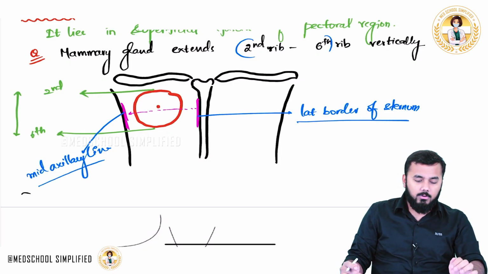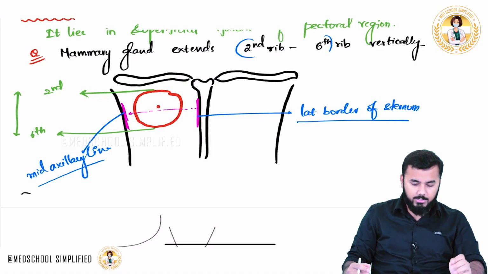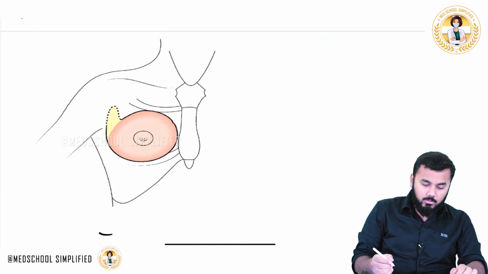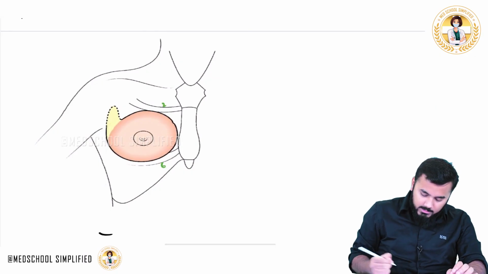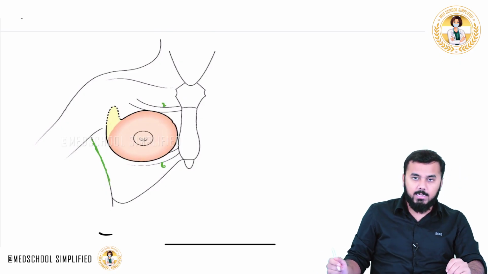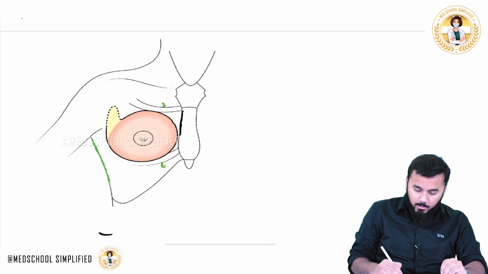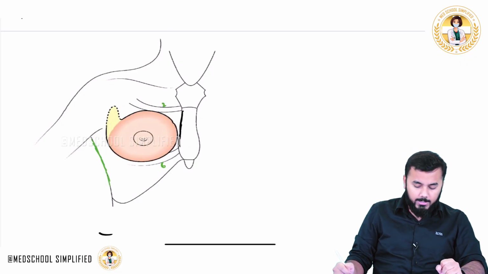So this is the exact location in your pectoral region where your breast is located. As I have already said, this is the second rib and this is the sixth rib. This line which you can see here is called the mid axillary line, and this black border is called the lateral border of the sternum. This is the place where your breast is located.